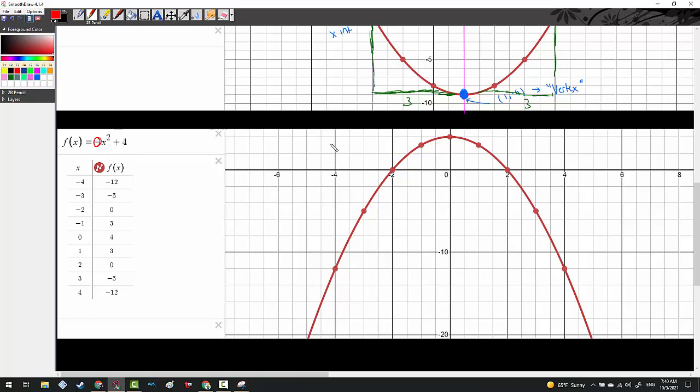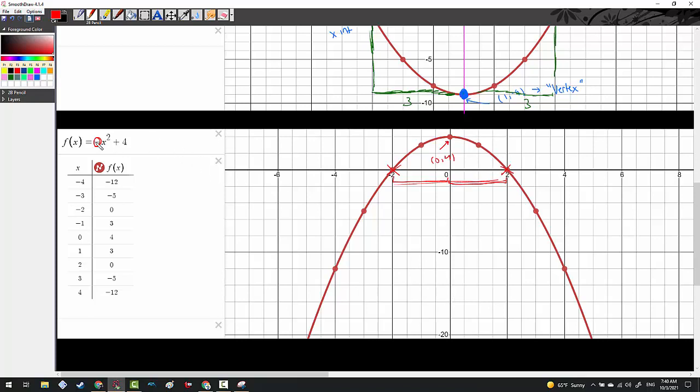The plus 4, if you notice right here, this vertex is at 0, 4. Again, notice the symmetry here. You are 2 away from your x-intercepts both times, and your x-intercepts themselves are a distance of 4 from each other, just like the last graph. Now, the reason why I chose this one was for two reasons.